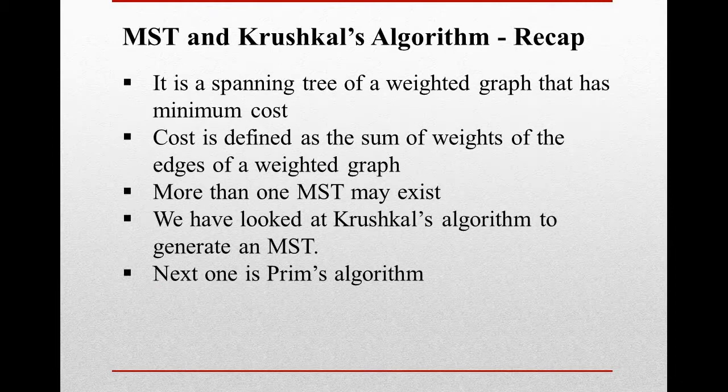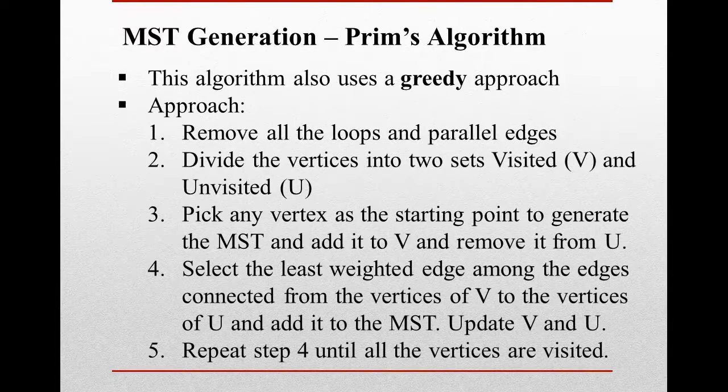So what did we look at so far? We looked at the idea of spanning tree and minimum spanning tree. Minimum spanning tree is essentially one spanning tree of a given weighted graph with least cost, and more than one minimum spanning tree may also exist, that we already discussed. And we also looked at Kruskal's algorithm to generate the MST. As discussed in the beginning of the session, the next algorithm that we are going to look at is Prim's algorithm. So Prim's algorithm is also a greedy algorithm. Just like Kruskal's algorithm, it also uses a greedy approach. Why is it greedy? It also picks the least weighted edge among all the available edges. So that's why it is greedy.